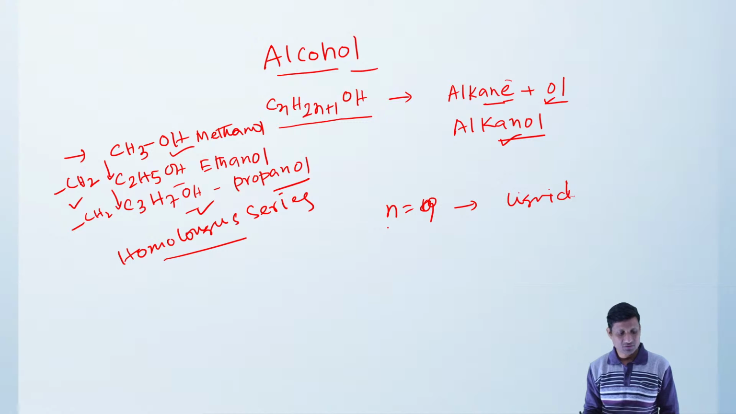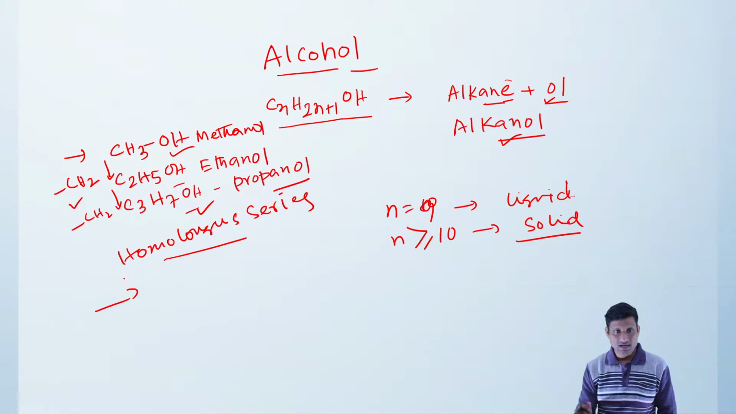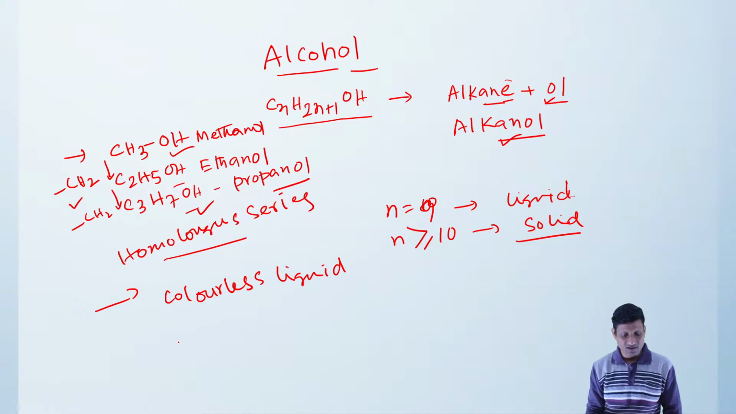When n is greater than or equal to 10, the alcohol will be solid. The general properties: alcohols are colorless liquids, and they are inflammable.